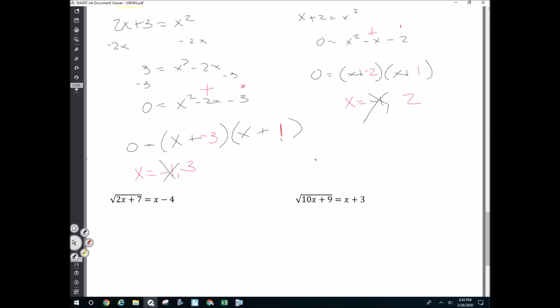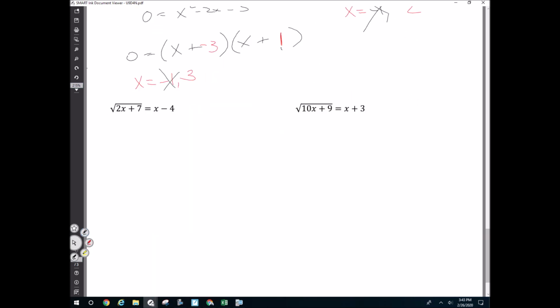All right, let's go to this bottom right one. Square root is isolated. We're going to square both sides. The left side is 10x plus 9. What is the right side squared?